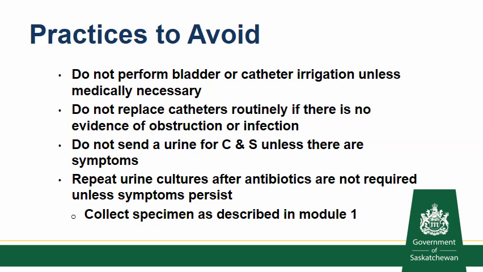Urine specimens for culture and sensitivity should only be sent if there are symptoms of a urinary tract infection, which you can find in the other training module and some of the other UTI toolkits. If the resident has been on antibiotics, there is no need to send a follow-up specimen because we know anyone who has a catheter will continue to have bacteria in their bladder 100% of the time. If a specimen is required, then follow the instructions for specimen collection as discussed in Module 1.